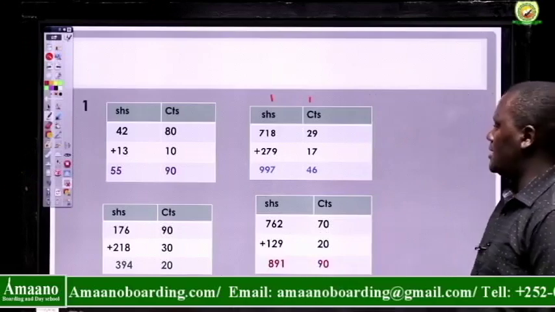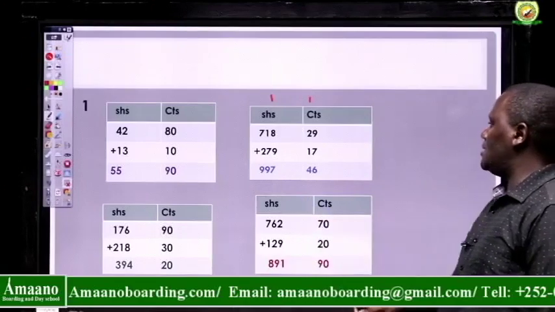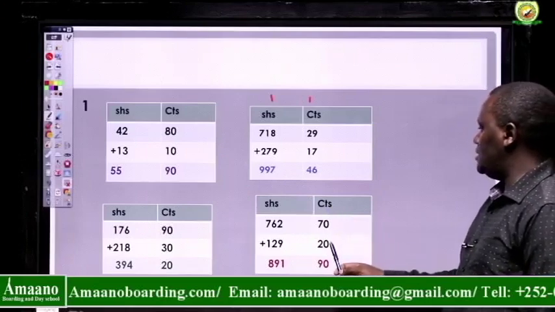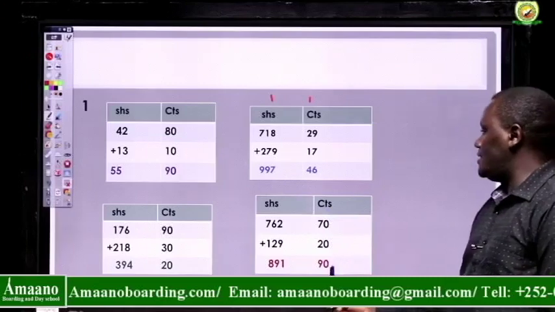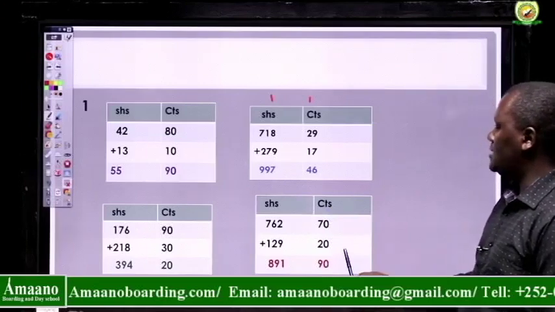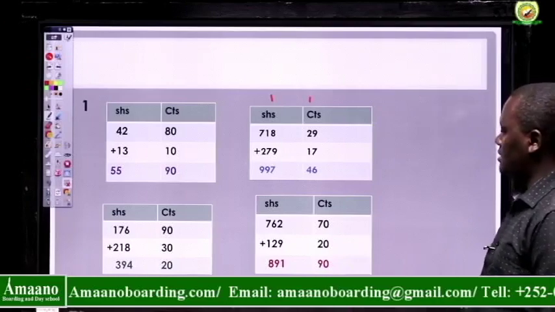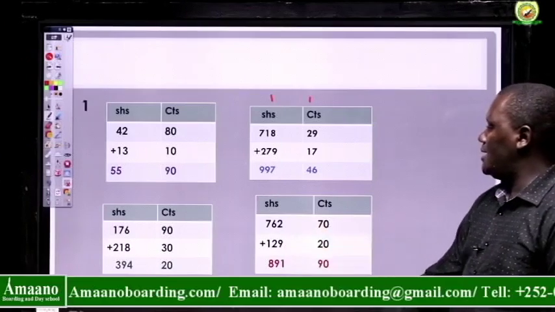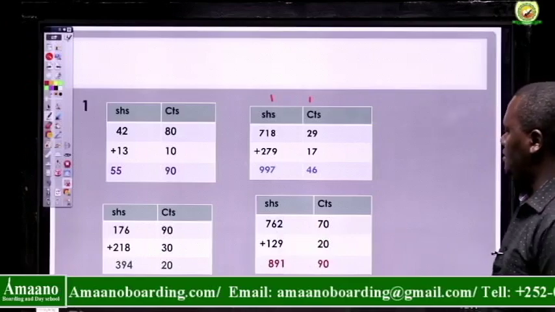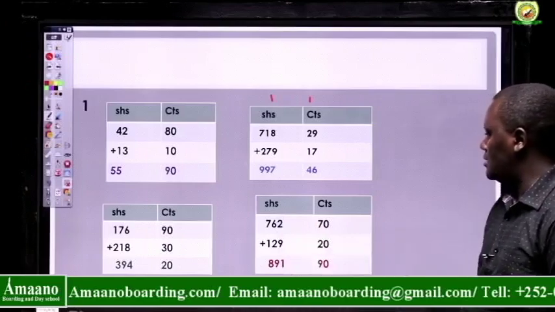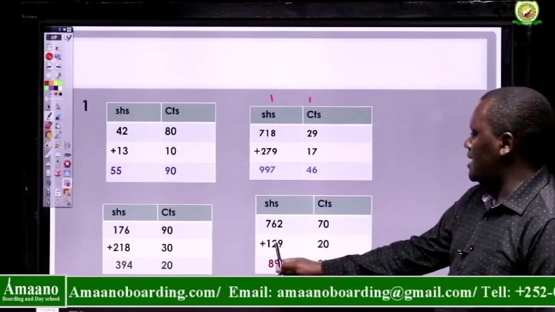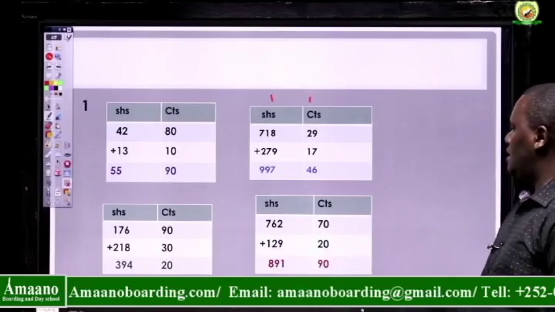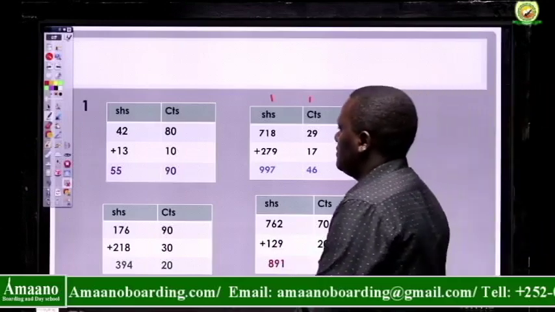Let's look at this next example. I have the shillings and I have the cents. 0 plus 0 is 0. 2 plus 7, it is 9. So we don't carry anything from this cent side because 90 is less than 100. 2 plus 9 is 11. 1, I carry 1. 6 plus the one I carried, it is 7. 7 plus 2 is 9. 8 plus 7 plus 1, it's 8. So we shall have 891 shillings and 90 cents.